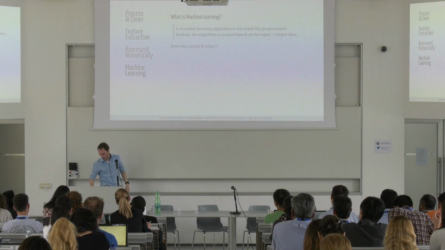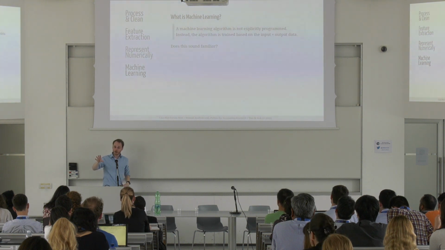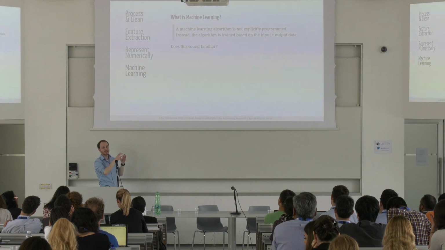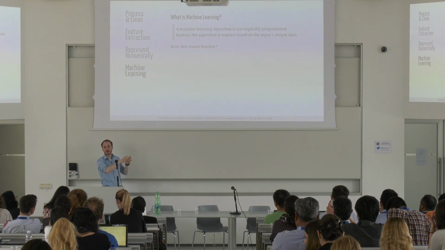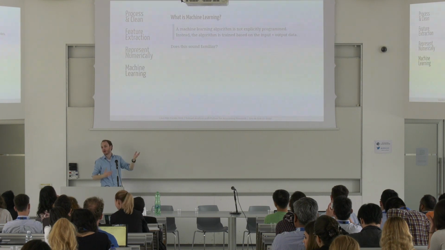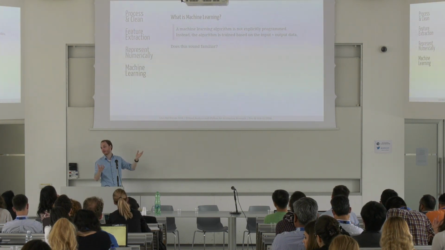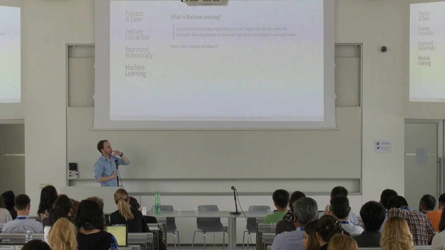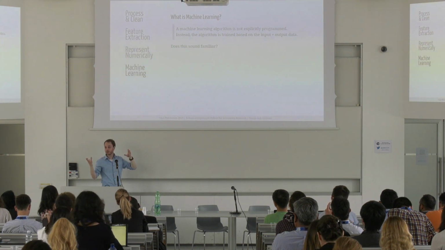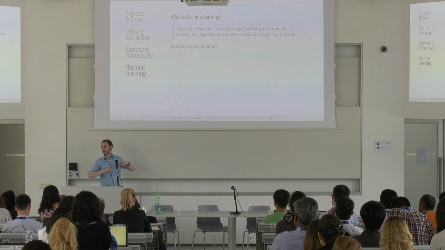So what is machine learning? Machine learning means that you don't explicitly program the algorithm that you use to classify whether something is a 0 or a 1 or a category or whatever. Okay? Now, you do this based on input and output data. So that is your Y and your X.